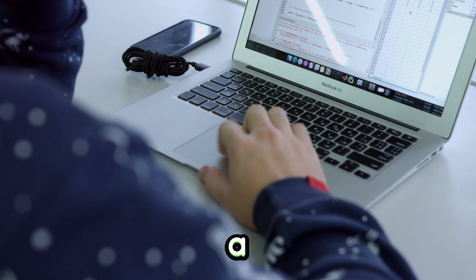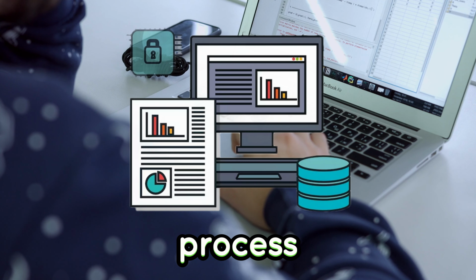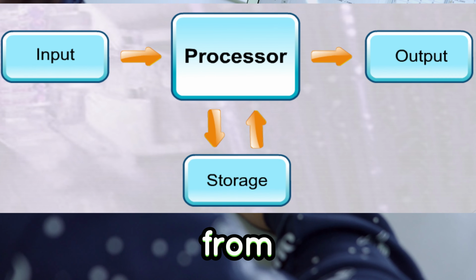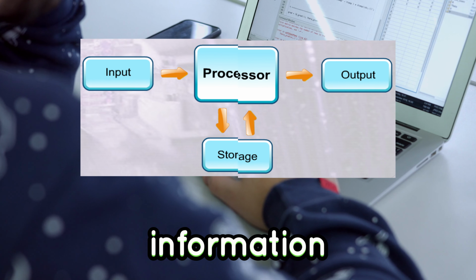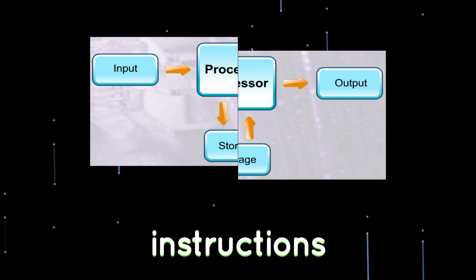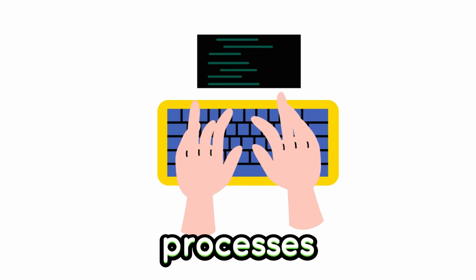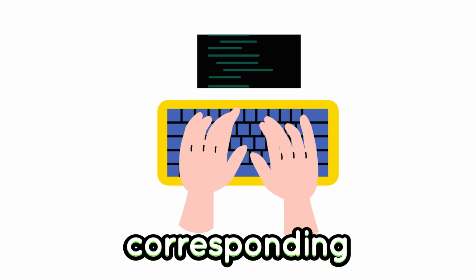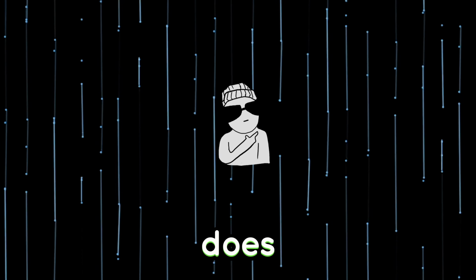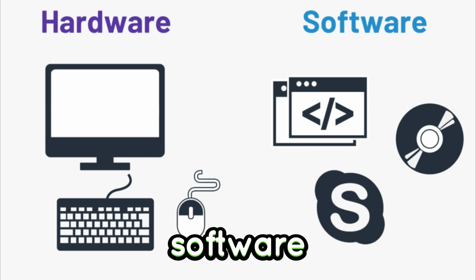Let's dive in. At its most basic level, a computer is a machine designed to process information. It takes input from a user, processes that information according to specific instructions, and delivers an output. For example, when you press a key on your keyboard, the computer processes that signal and displays the corresponding letter on your screen. But how does it do that? The secret lies in the combination of hardware and software.